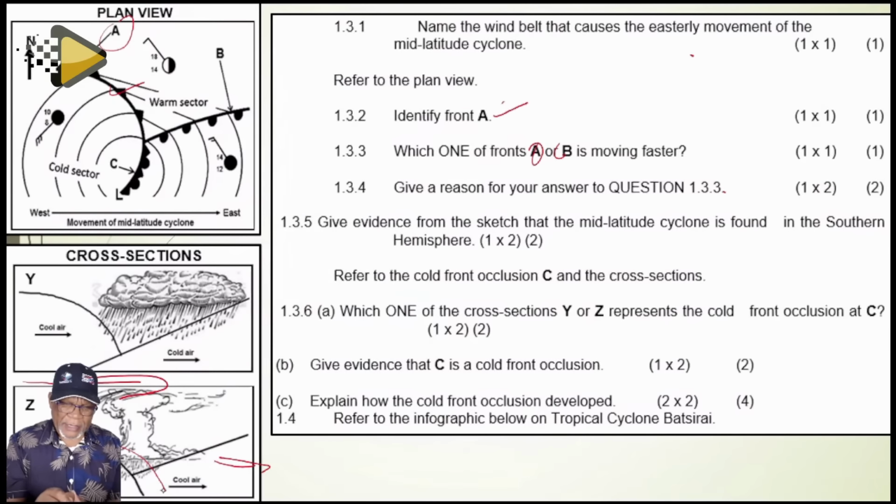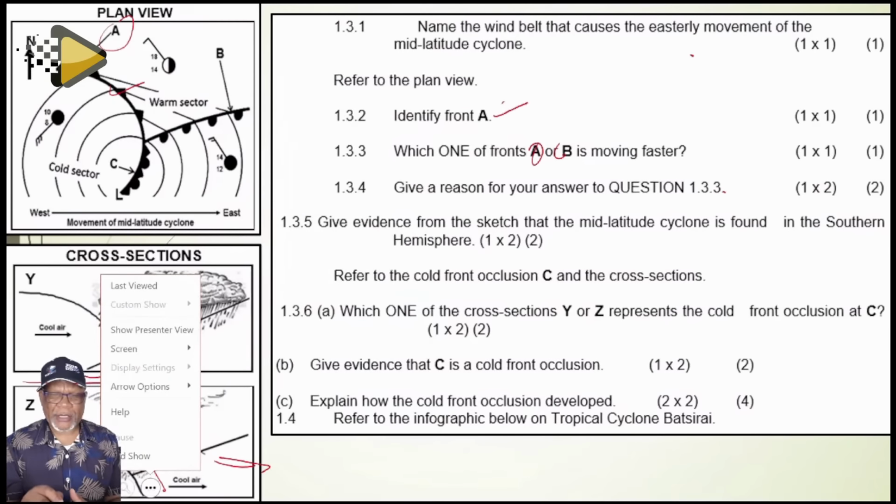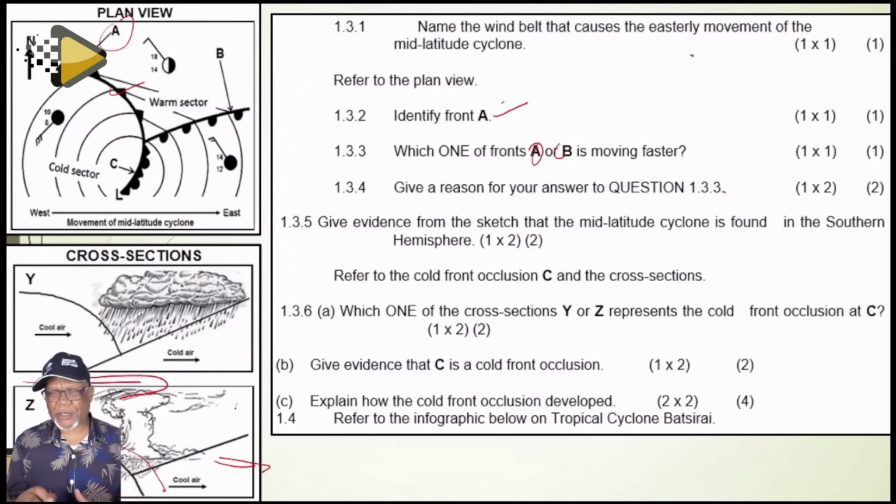Because we can see the cold front is touching the surface. That's why we're saying that. Explain how the cold front occlusion will develop. How cold front occlusion develops.